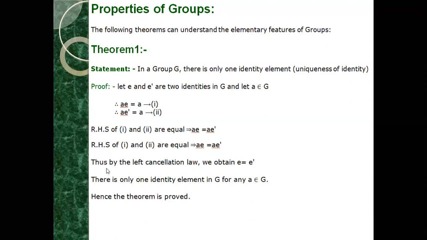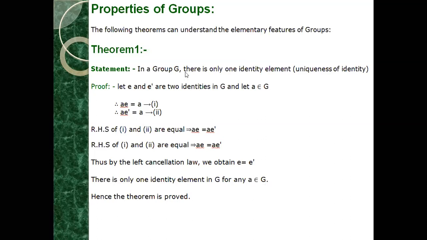Thus by the left cancellation law, A will be cancelled. The remaining values: E is equal to E dash. So here we consider E and E dash as two different elements, but here we prove E is equal to E dash. So the two elements are equal. So from that we can say that the given group G has only one identity element. Hence the theorem is proved.